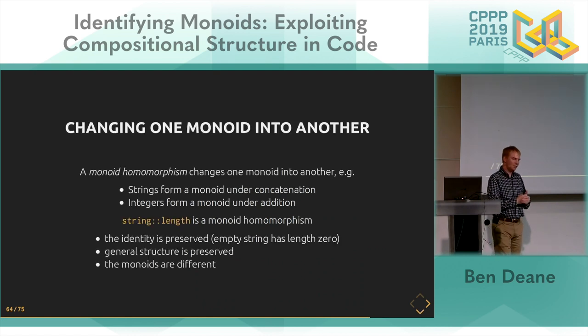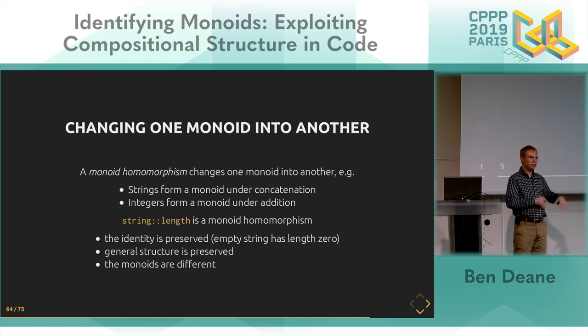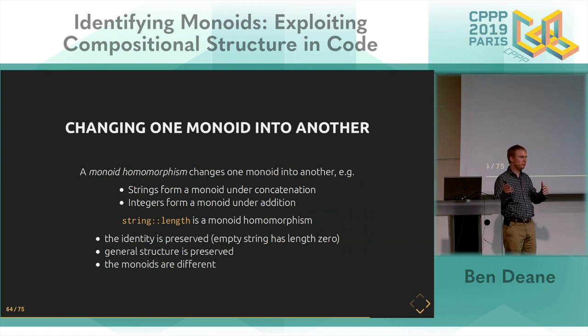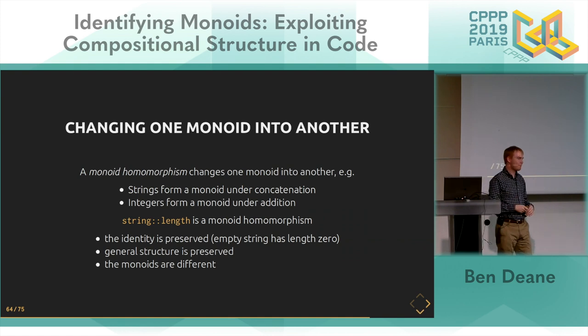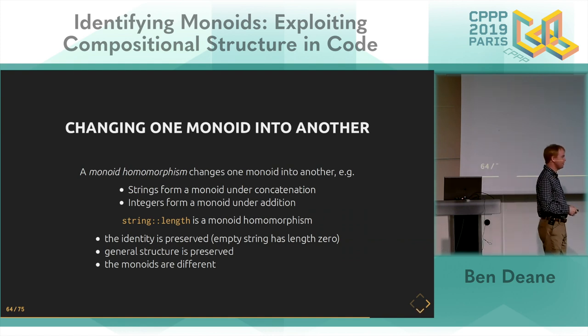And the example you always find is string concatenation versus integer addition. So the length function on a string, right? It converts one monoid into another. The monoid is string concatenation, and the monoid over here is integer addition. To convert between one monoid and the other, string length is the function. And so string length zero is the identity under addition, right? So all the structure of the monoid is preserved, but the monoids are different.